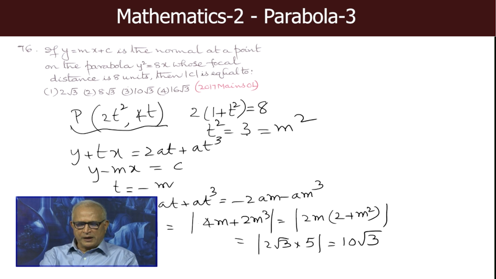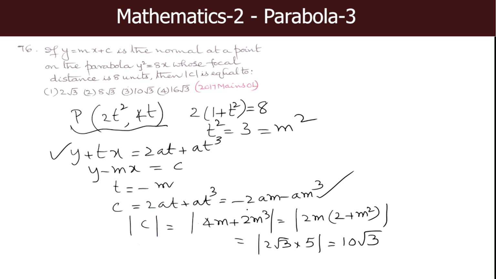But because this is the normal to the parabola at t, its equation is y plus tx equal to 2at plus at cubed. But this is same as the given straight line y equal to mx plus c, provided t equal to minus m, and c equal to the right hand side 2at plus at cubed when t equal to minus m, that is minus 2a minus am cubed. So, mod c, a is 2 here. So, mod of 4m plus 2m cubed, which is mod 2m into 2 plus m square, but t square is same as m square because t equal to minus m, square equal to 3, and m is plus or minus root 3, but mod m is root 3. So, 2m is 2 root 3 into 2 plus m square is 2 plus 3, 5. So, that is equal to 10 root 3. So, that is of course, the value of mod c, which is the third option.